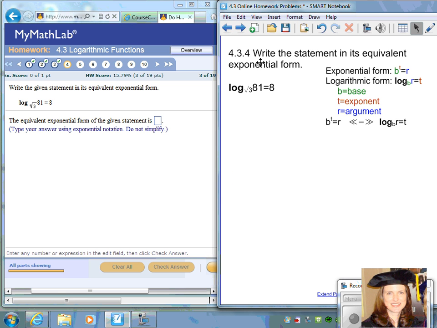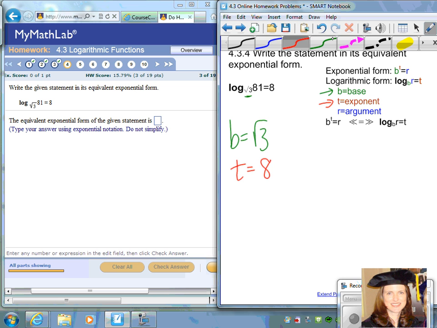Write the statement in its equivalent exponential form. Here we have log, and the base is the square root of 3, of 81 equals 8. Pick out the three parts. The base. The base is always slightly lower than the word log. So b is our base, square root of 3. Find the exponent. The log on one side always equals the exponent on the other. T, that exponent is equal to 8. And then finally the argument, r, is equal to 81.